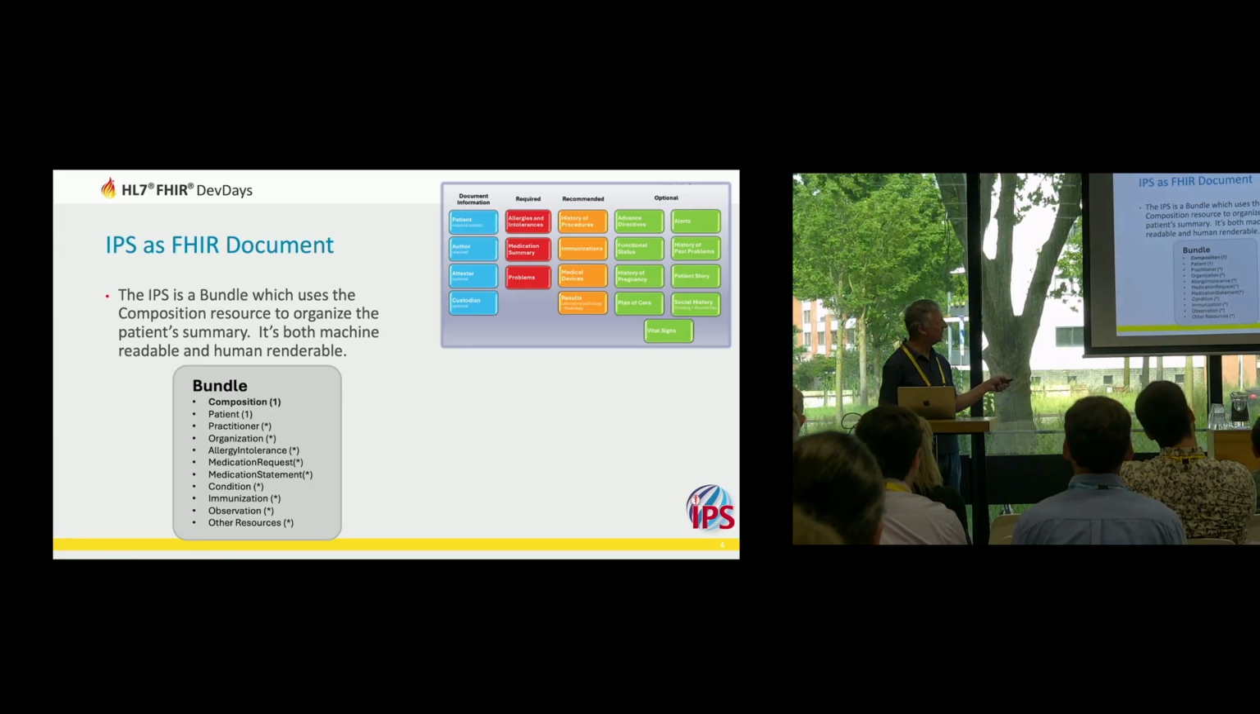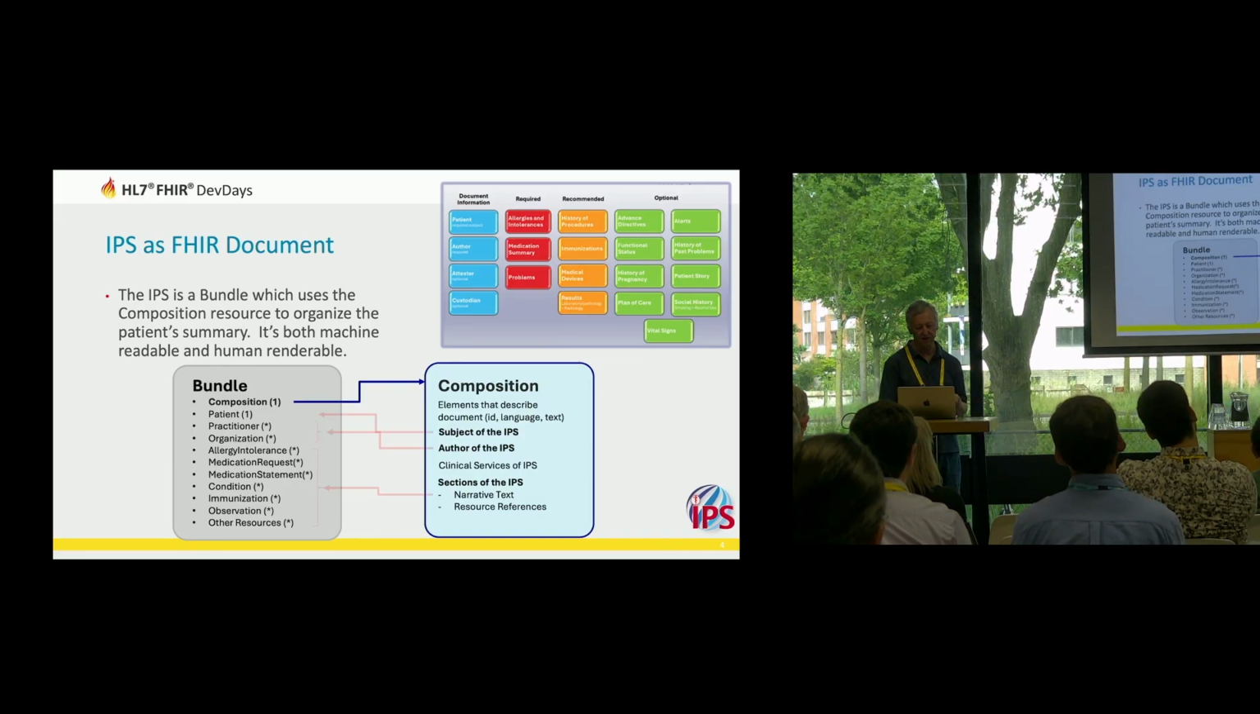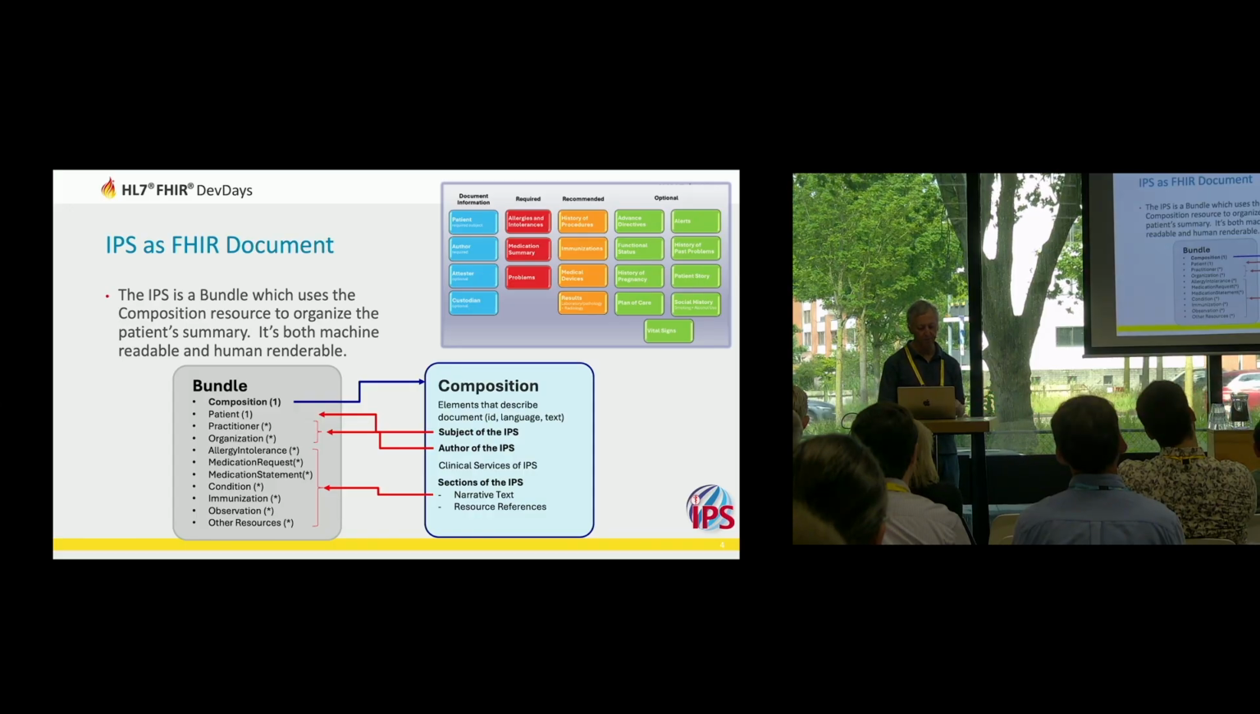And within the recommended, there's immunizations and other things that are very important clinically, but we don't always require them to be sent. With the composition resource, we have basically those elements that describe the document itself. And then that links back to all of the various individual resources that carry the data in the document bundle. So that's the basic structure in FHIR.